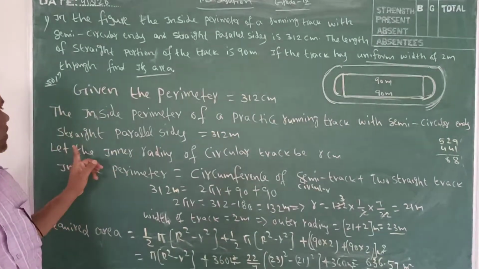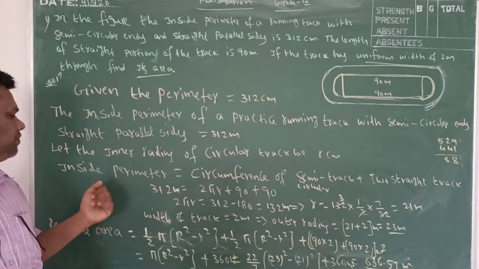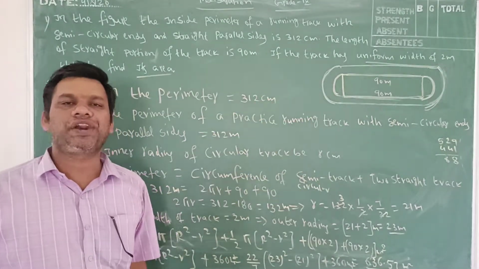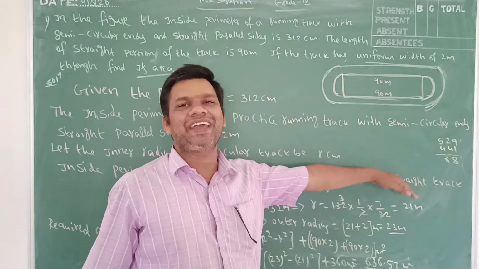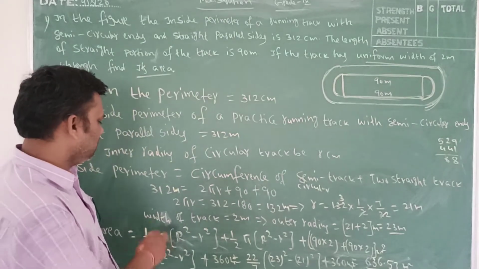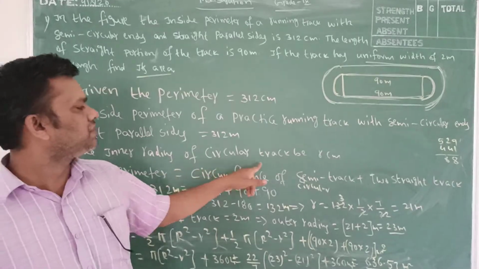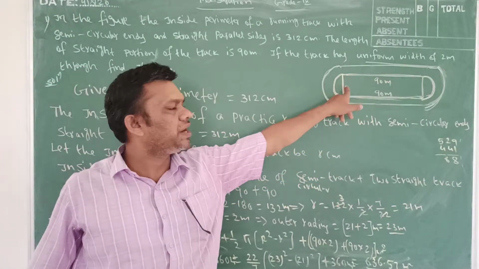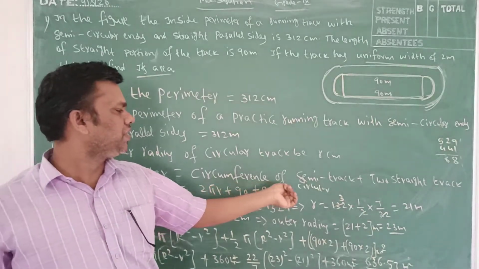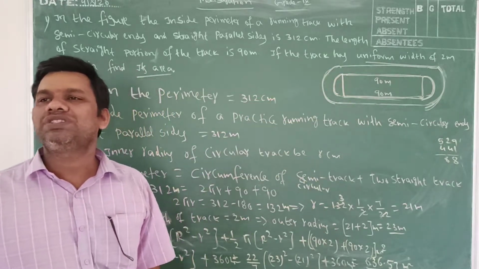Let the inner radius of a circular track be r meters. Inside perimeter is the circumference of the semicircular tracks plus two straight tracks, meaning these two plus this and this. So the perimeter is equal to the circumference of the semicircular tracks plus two straight portions of track.